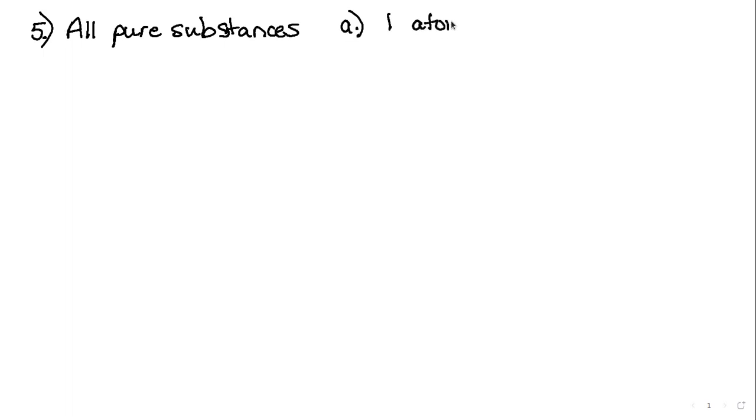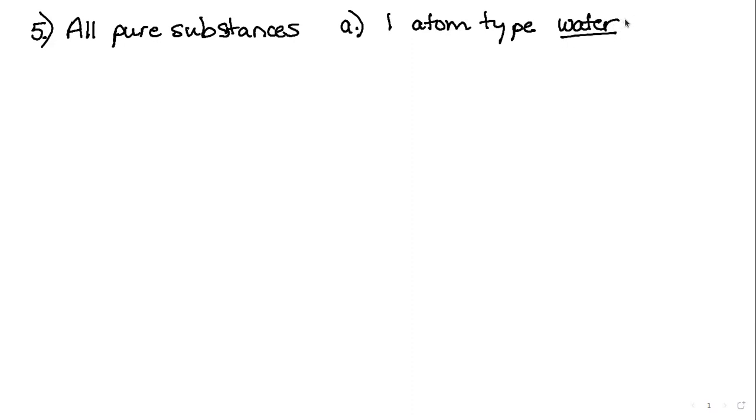Okay, all pure substances. Something's true about all pure substances. This is number 5. Now we have to figure out by looking at this. Okay, contain 1 type of atom. Well, some pure substances have only 1 atom type, like if you had mercury or copper or something like that. But some, not water.